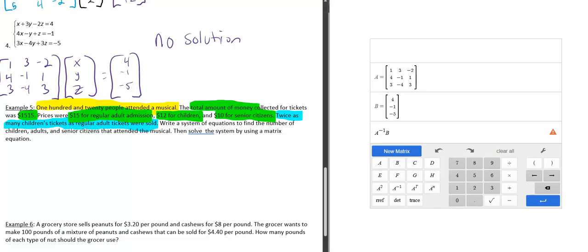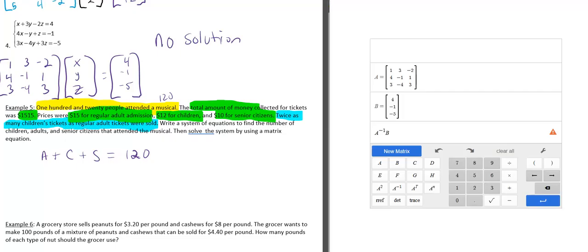So when setting this up, guys, the first thing I want to point out is it told me 120 people attended the musical. So right now we know some combination of 120 people attended this musical. That means some combination of adults, children, and senior citizens total to be 120 people.